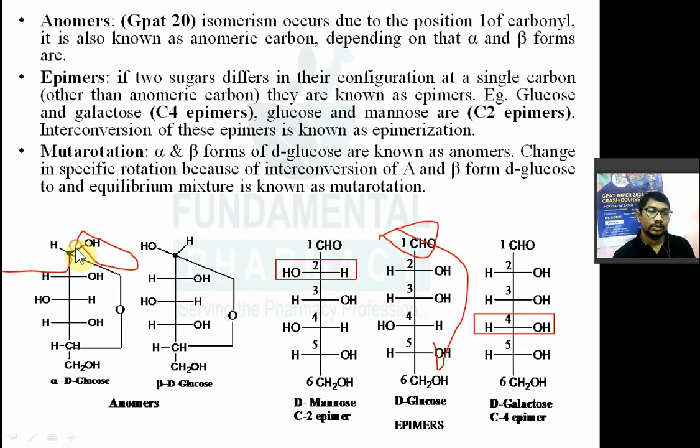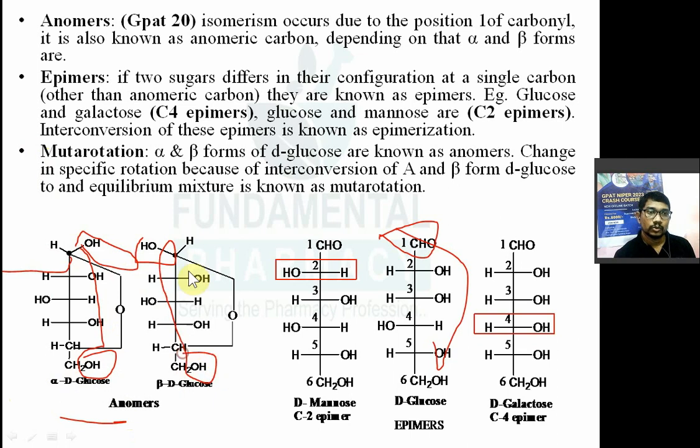So if the hydroxyl group is present on the same side as the terminal hydroxyl group, it is known as an alpha anomer, alpha D glucose. D means dextro. If it is on the opposite side, it is known as beta D glucose.